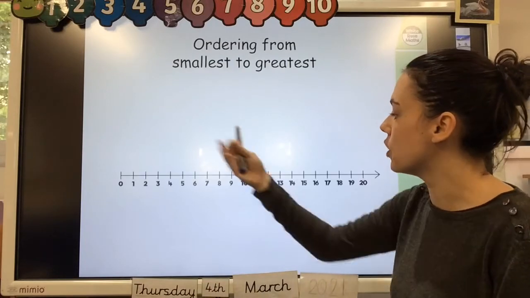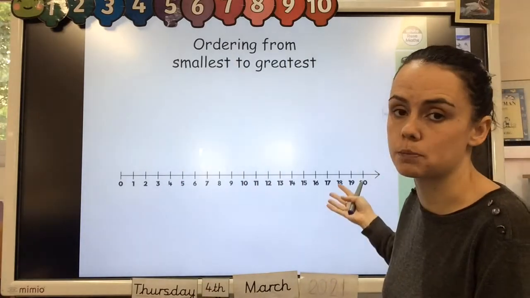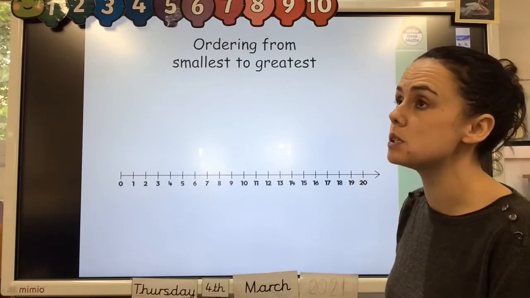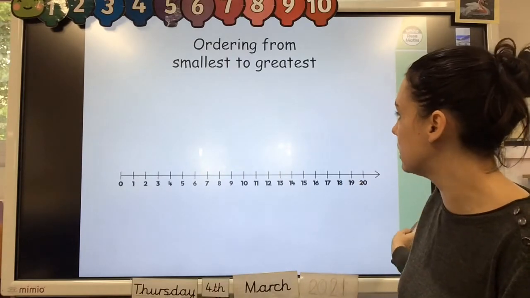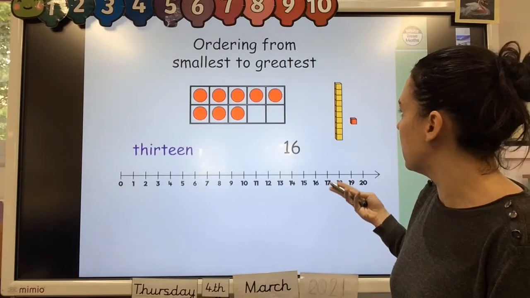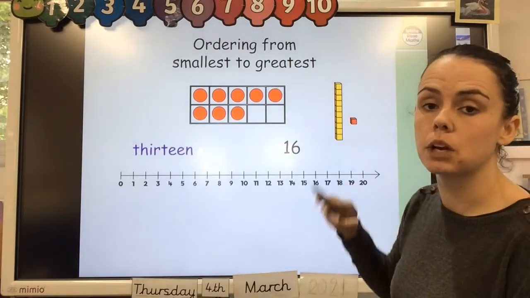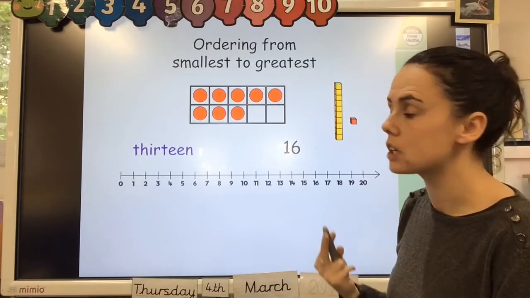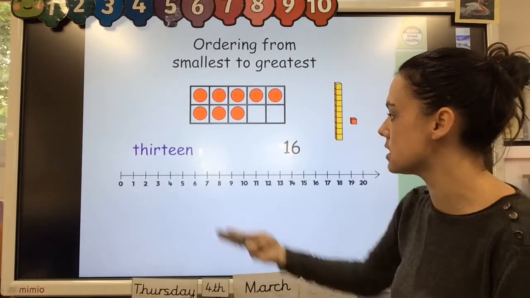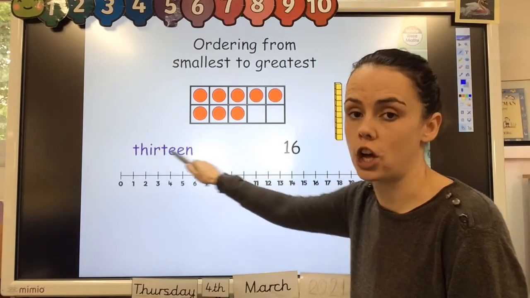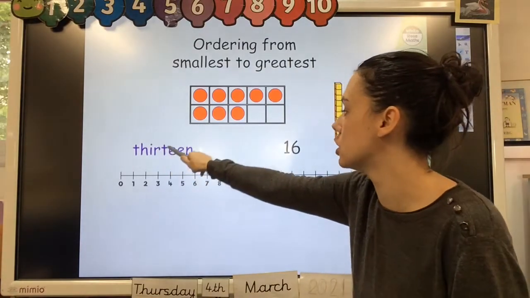Let's go with, so we've got our number line here. This number line's up to 20. You've got a number line if you want to use it. If not, stick with your number square. Okay. What do they want us to do? So we've got some numbers here and they would like us to order them. So let's work out what numbers we've got first. This here is 13. We've got 13.